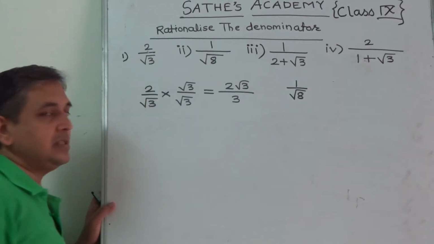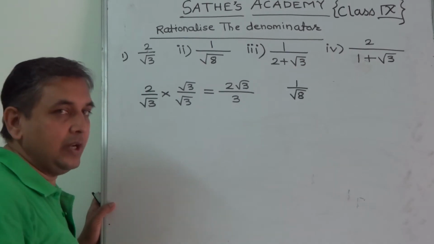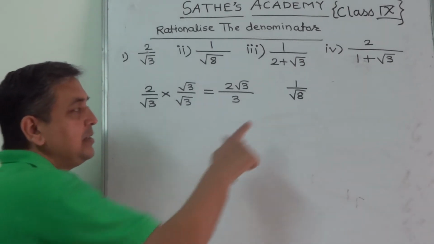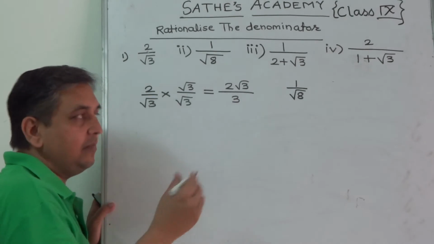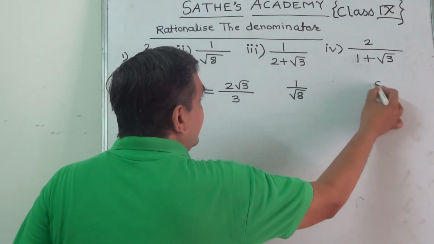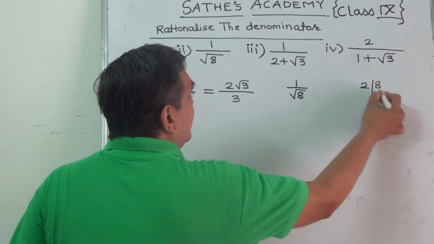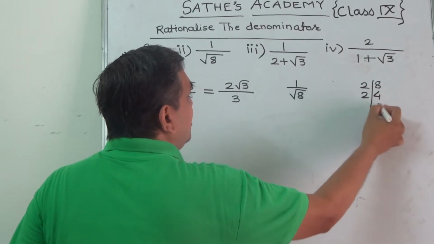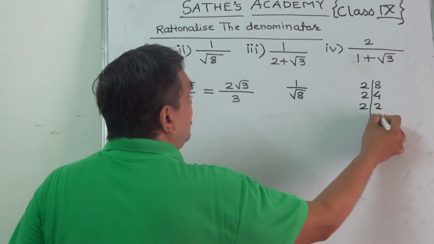In the second question we see 1 upon root 8. We can rationalize the denominator by multiplying by root 8, that is okay. But since root 8 is a greater number, we try to factorize and simplify it. So how to get factors of 8? 2 4s are 8, 2 2s are 4, 2 1s are 2.